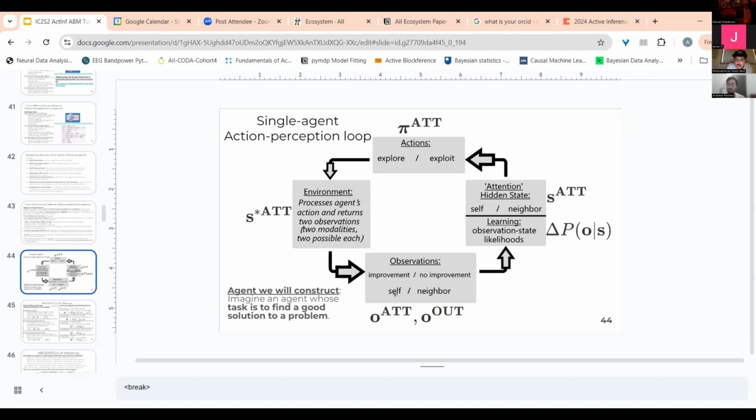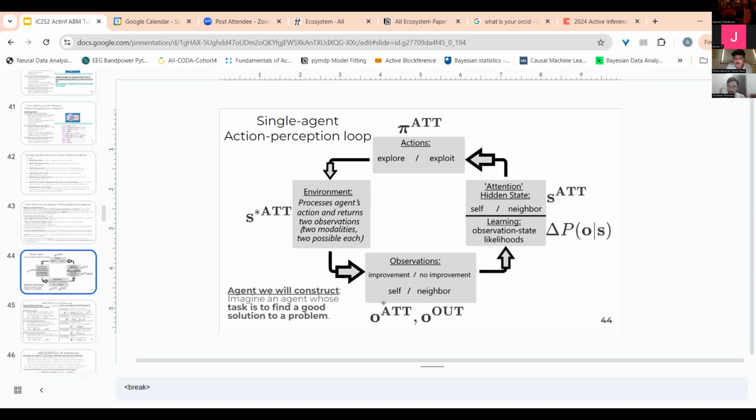Another observation modality they have is self or neighbor, and I call this the attention modality. At any given time step, they're paying attention either to themselves or to their neighbor. Part of why we're talking about self, neighbor, that kind of thing is that eventually this leads to a multi-agent simulation where agents can either do their own thing or they can interact with other agents. And so this attention modality means they're actually observing, like, who am I paying attention to?